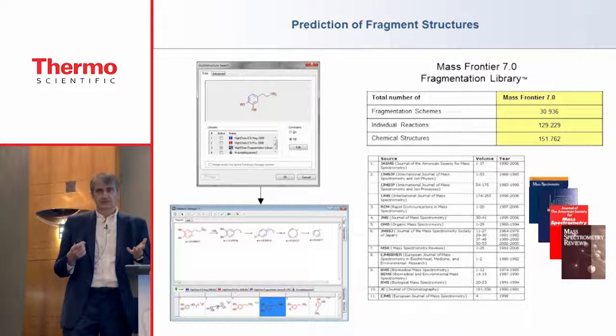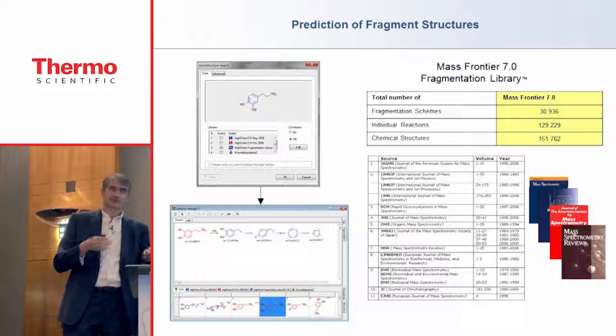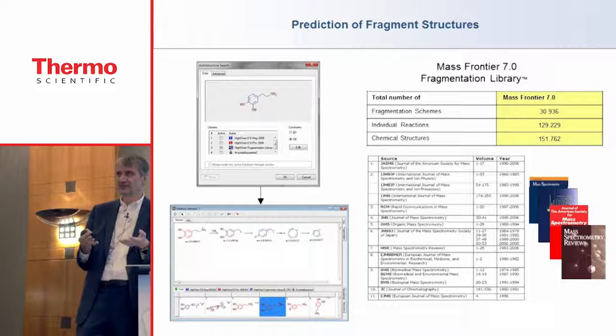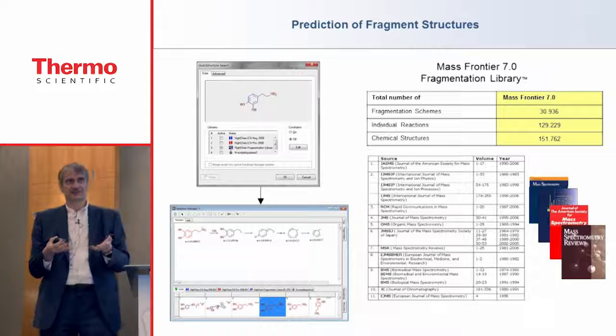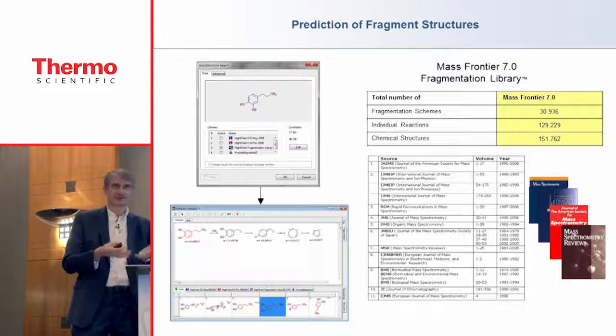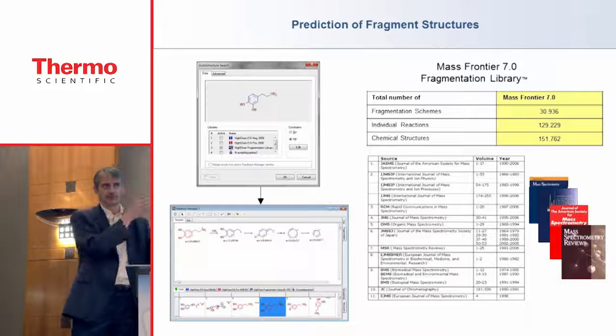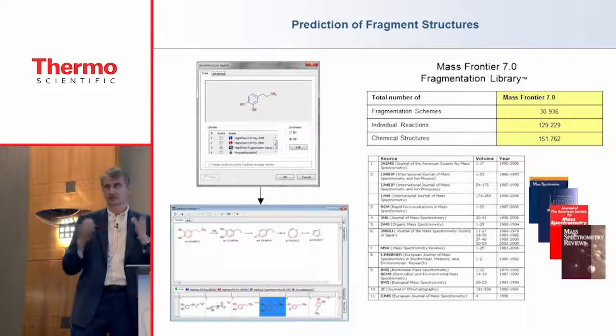How do we do this prediction? Of course, we cannot provide you a supercomputer to do quantum chemical calculation. So therefore, we have a desktop application called Mass Frontier, and Mass Frontier does this fragment prediction. Because for both methods I've presented, it's very important to have a high quality fragment prediction.